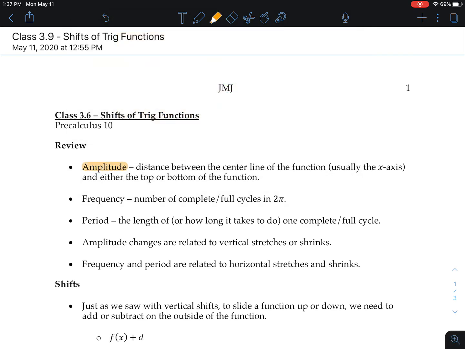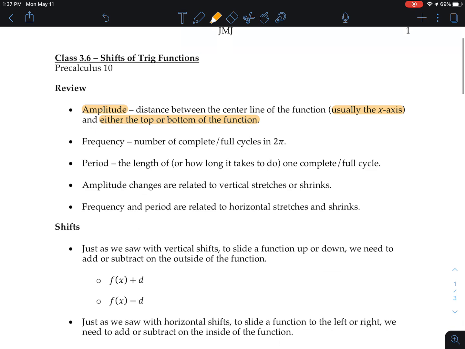So we know that amplitude is the distance between the center of the function, which is usually the x-axis, and then either the top or bottom of the function. And that's what we saw when we saw vertical stretches and shrinks, and that was when the a value was different, meaning the function looks something like this: a sine of x, right? And the a was the new amplitude, right? So if it's not there, it's a 1. If it's a 2 or a 3 or a 1/2, that's something else. That means that's the new amplitude.